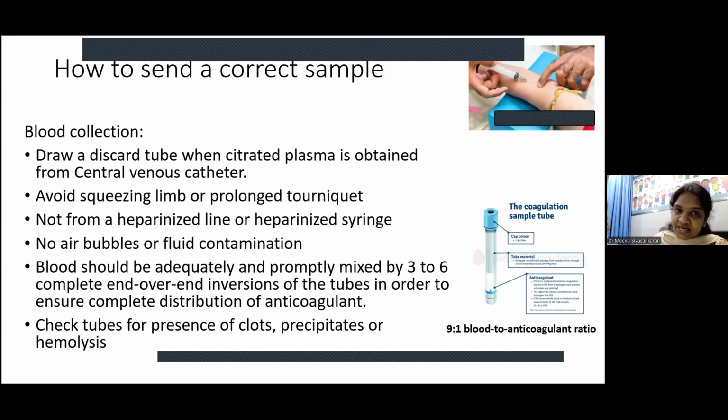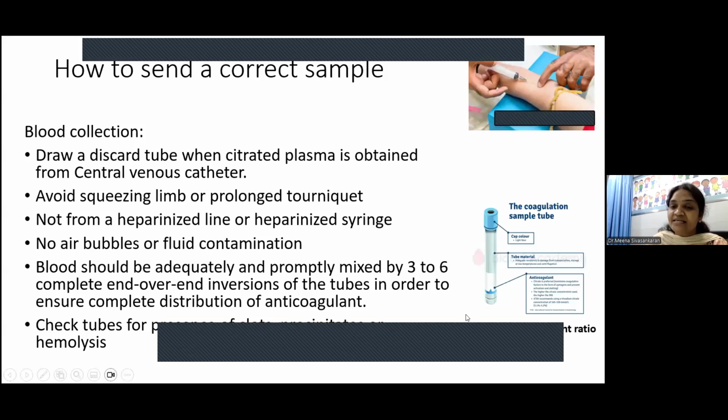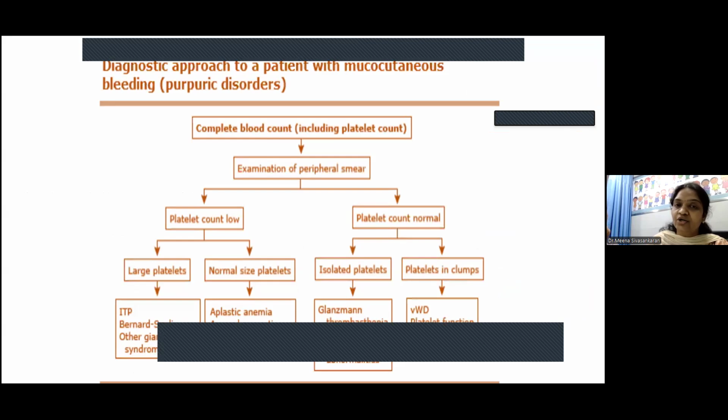If you're taking from the central line, always take the discard tube first, then collect the sample for the analysis. When we are collecting the sample, it needs to be in a ratio of 9:1. That is 9 parts of blood and 1 part anticoagulant. This ratio needs to be maintained. In each container, there will be a mark up to which we have to fill. Underfilling or overfilling of the tubes can result in abnormal coagulation results. So taking the correct sample is important. Otherwise, we'll end up getting wrong values, which will lead to unnecessary product administration or delay in the diagnosis. So always sending the correct sample is important.